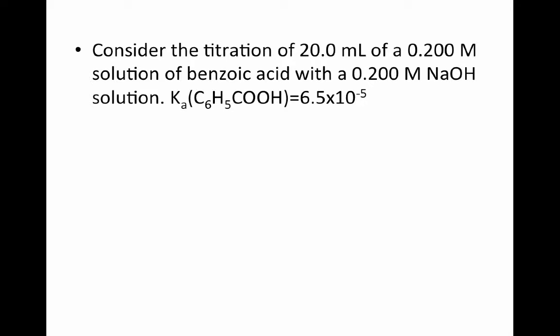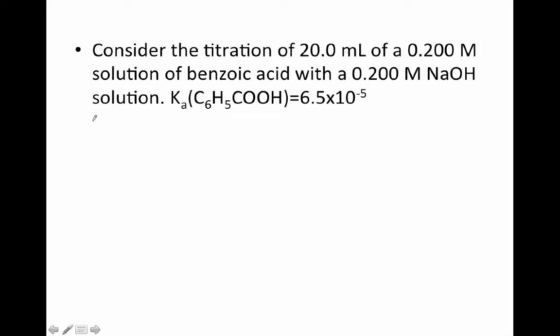In this screencast, we're going to consider the titration of 20 mL of a 0.200 molarity solution of benzoic acid with a 0.200 molarity sodium hydroxide solution. Benzoic acid is C6H5COOH, and its Ka is 6.5 × 10^-5, so it's a weak organic acid.